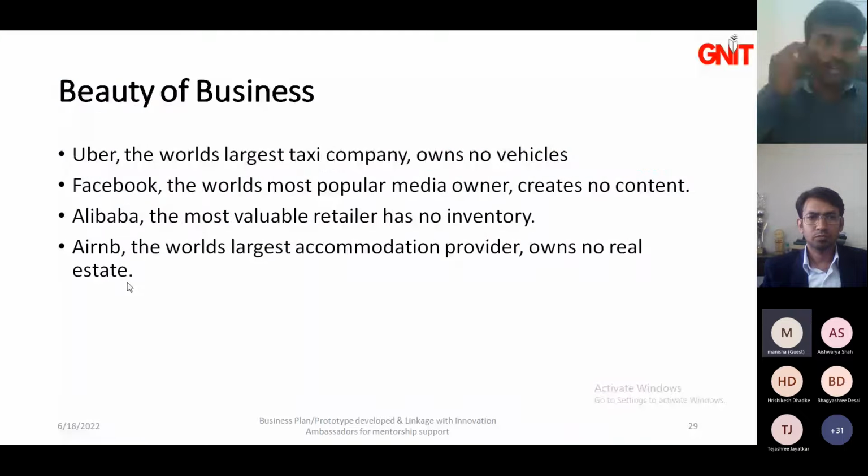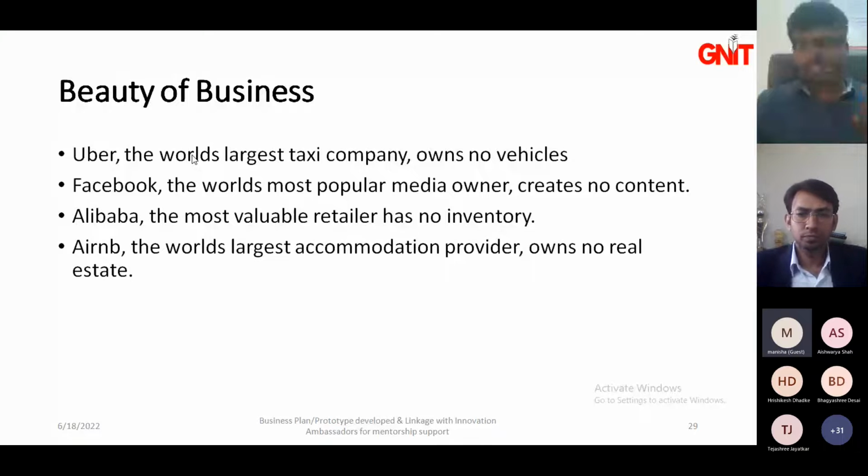So this is the beauty of the business. You can see all are using Uber. We know that we are using the Uber taxi, but Uber, the world's largest taxi company, owns no vehicles. It doesn't have even one vehicle in its name. At world level, Uber is one of the largest taxi companies, but the company doesn't have even a single taxi. You can see the business.